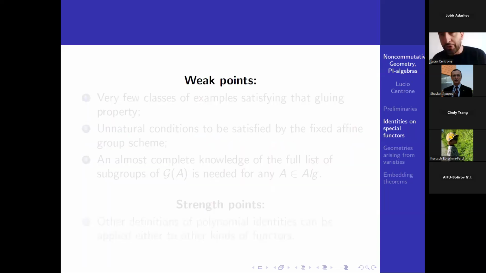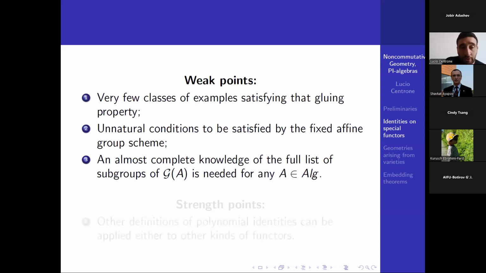So, as I told you, in this talk I would like to show you new points of view for the theory of PI algebras and geometries arising from these new definitions. So of course we have weak points and strong points. As I already mentioned, we have very few classes of examples satisfying the gluing property. And in a certain sense, such conditions are also unnatural.